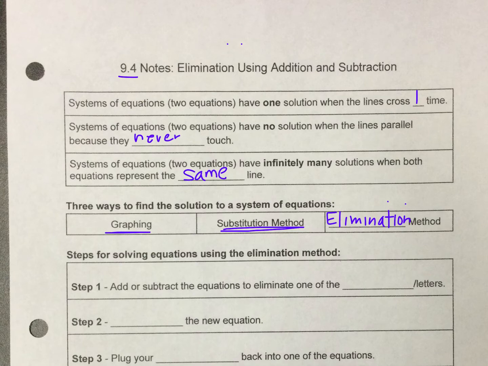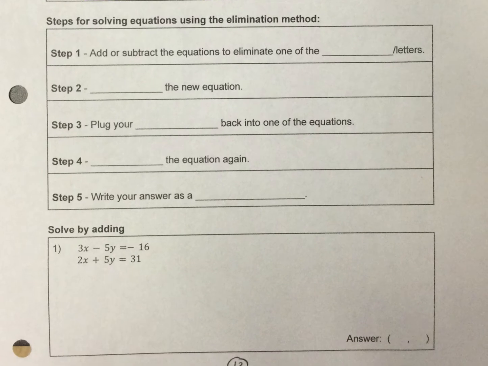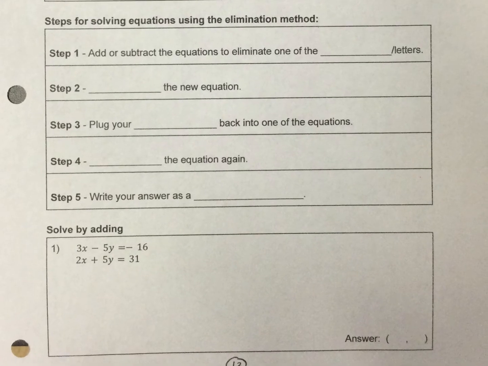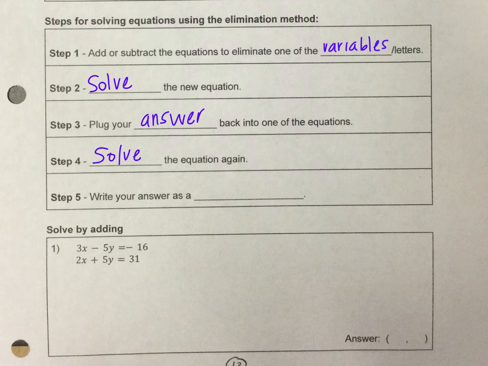So, step 1, when we are solving systems of equations, we're going to add or subtract the equations to eliminate one of the variables or letters. Step 2, we're going to solve that new equation. Step 3, we're going to plug your answer back into the equation. We're going to solve the equation again. And then you're going to write your answer as a coordinate, and that tells me where they cross.